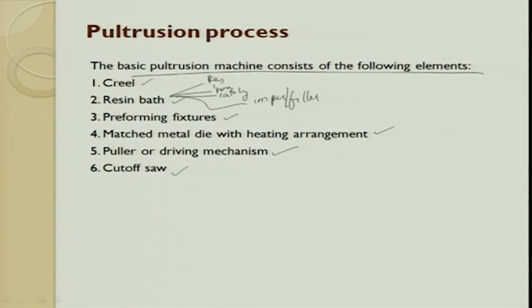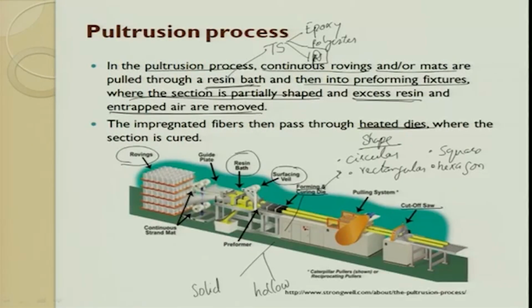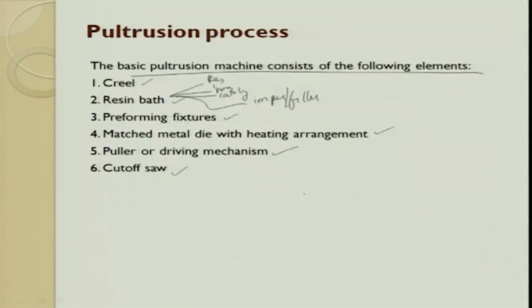So, this is the preforming fixture, forming and curing. Then the matched metal die, where there is a heating arrangement, because as and when the fiber flows into the die and the forming fixture, slight heat is applied so that the resin does not set. They apply heat and also play a little bit with the viscosity of the resin. So, this is what it is.